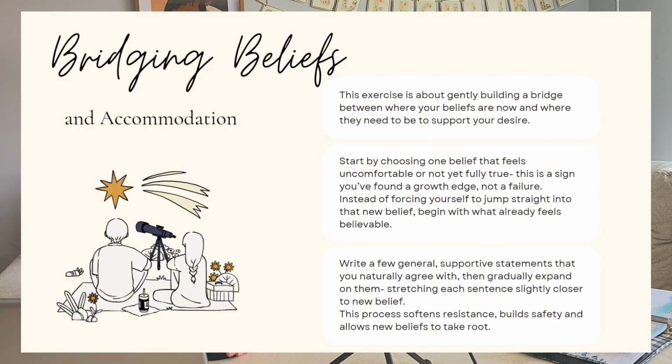and saying to yourself, I'm going to have to let go of some things here, but we're going to do it in a very gentle way. This exercise is about gently building a bridge between where your beliefs are now and where they need to be to support your desire. Start by choosing one belief that feels uncomfortable or not yet fully true. This is a sign you've found a growth edge, not a failure.